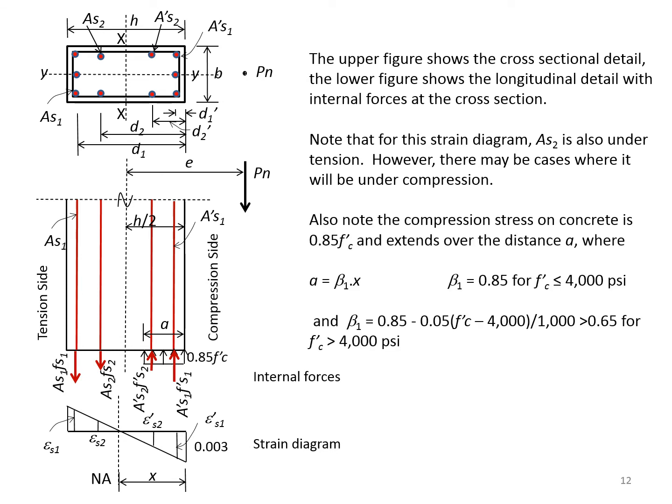Also note the compression stress on concrete is 0.85 f prime sub c, and extends over the distance a, where a is equal to beta 1 x. Beta 1 is equal to 0.85 for f prime sub c equal to 4000 psi or smaller. For every 1000 psi, when f prime sub c is more than 4000 psi, beta 1 is reduced by 0.05, with the smallest possible value for beta 1 equal to 0.65. Also notice the forces in the compression and tension steel shown in the diagram.